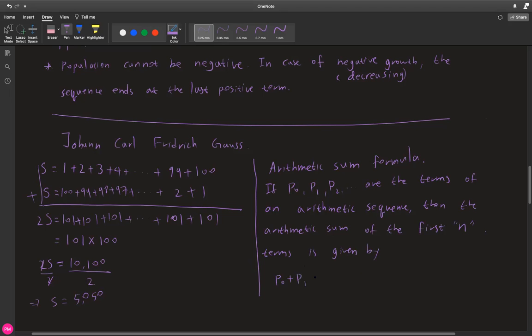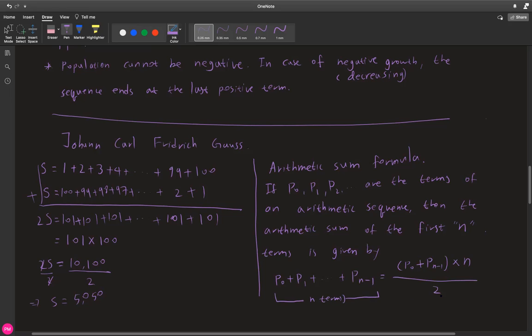P0, P1, all the way up to P sub n minus 1. So you should know that this is n terms, even though this is n minus 1, because now we have a 0. We're not counting from 1, we're counting from 0. So this is the n terms. And this is actually given by P0, the first term, and the last term. And you multiply by the number of terms and you're simply dividing by 2. That's all you have to do.